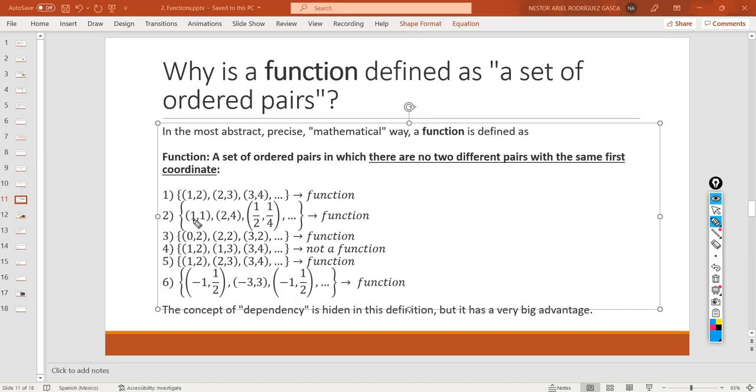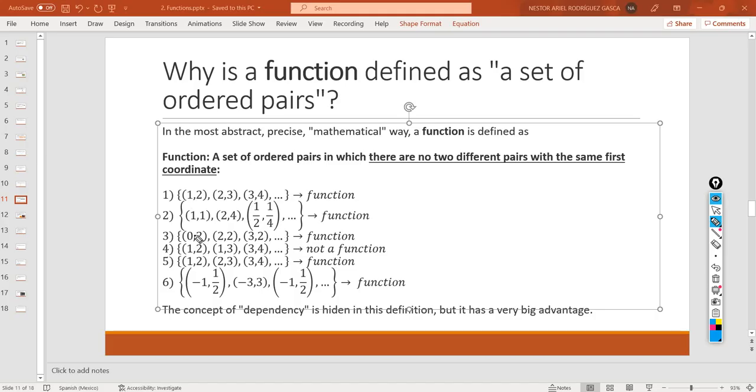This is the square of this. This is the square of this. This is the square of this, and so on. Okay, so for this set of ordered pairs, we don't have two different pairs with the same first coordinate, therefore making this a function. Okay, let's look at the next one.